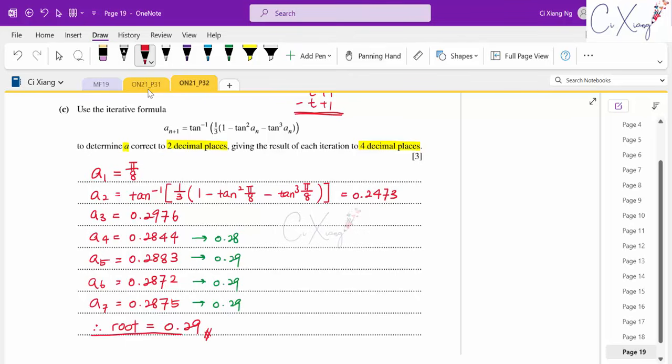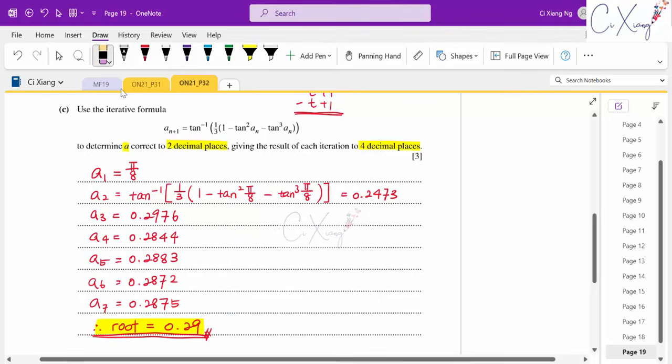So make sure you write your final answer for the root, or A, correct to 2 decimal places, because you can see it is requested in the question, right? The answer is in 2 decimal places, but for the iterations, all must be 4 decimal places. So you can see that all my iterations are in 4 decimal places besides the initial value. So this is basically how we use the iteration formula to get an answer for the root.